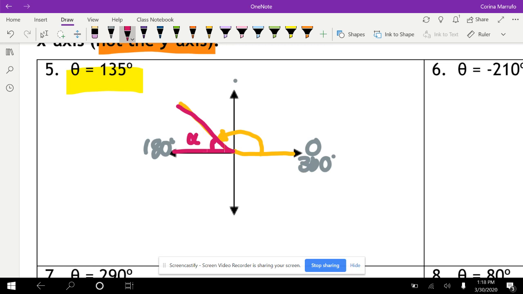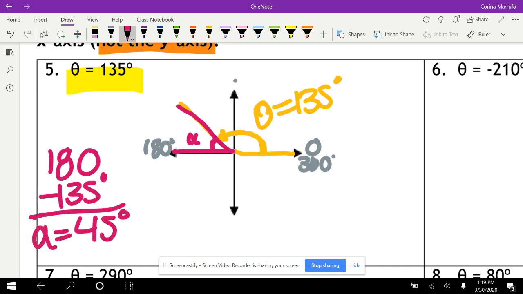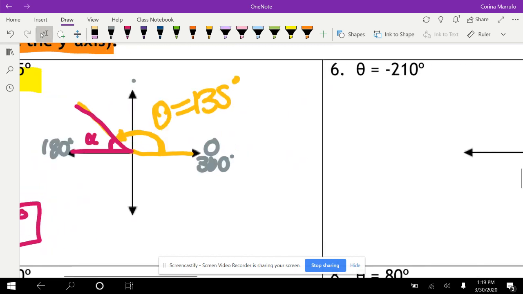So to find how many degrees that little angle in there measures, we know that theta is equal to 135. So from here to here is 135. We know half a circle is 180. And so we're going to take our 180 and we are going to subtract our angle, which is 135. And that gives us 45 degrees. Okay, so that means our reference angle alpha is equal to 45 degrees. And that's it. So let's go ahead and try the next one.